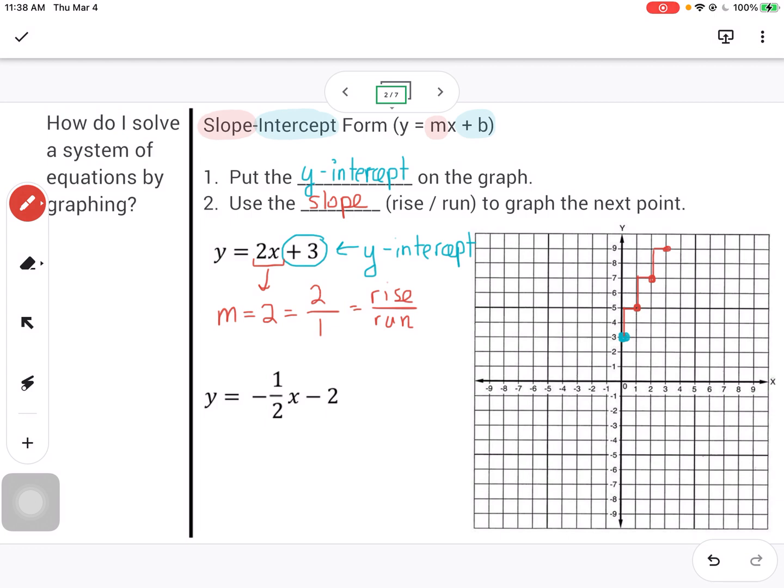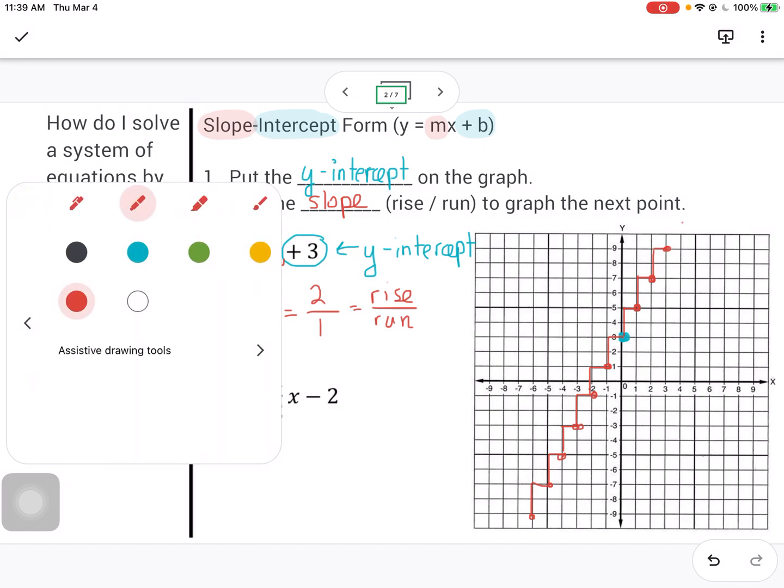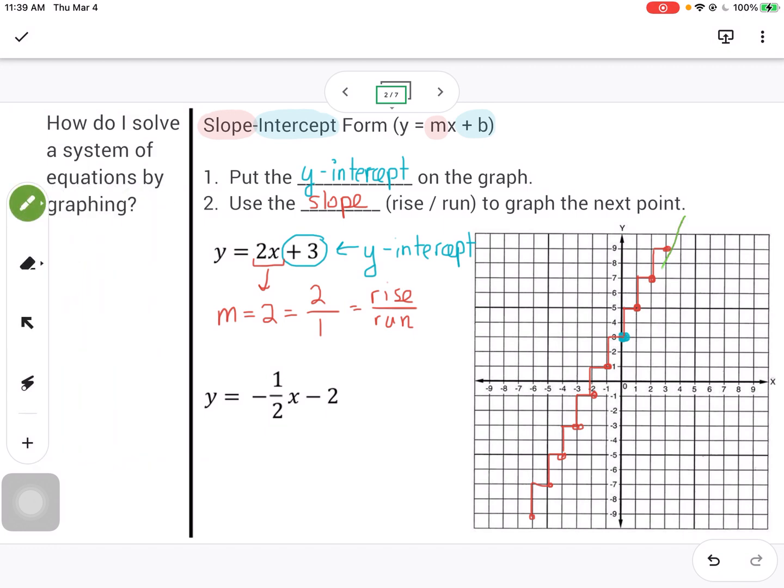And we can do the same thing in the backwards direction too. Just make sure that these are on the same line. So we're just going back 2, down 1, back 2, down 1, and so on. And I am going to do my best to draw a straight line through those points. So all the points on this line are a solution to the equation y equals 2x plus 3.